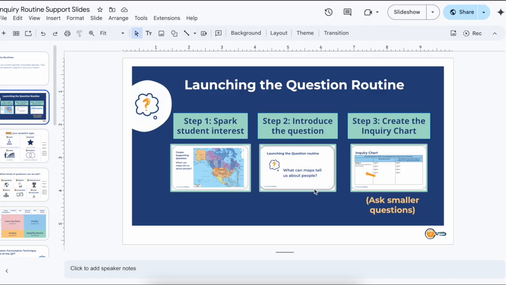What does that mean? That's the first thing we do in a cluster of lessons or a unit. We spark student interest with something. We introduce a key question for the unit or the set of lessons, which they often call a cluster in this curriculum. And then we create an inquiry chart together. So here are some questions we want to explore, and then we'll note our learnings as we go.